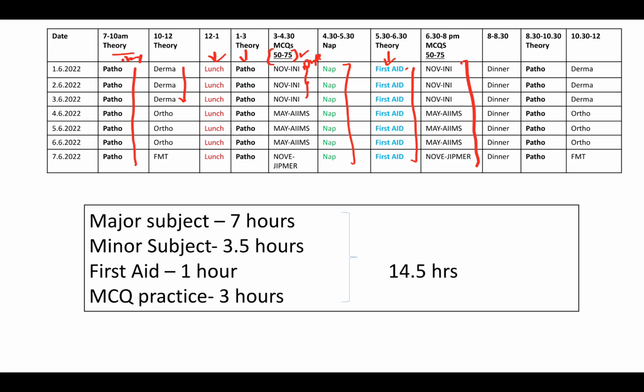After that you finish your dinner and again read theory of the major subject that you have been studying since morning and the minor subject. So if you go by this, for a major subject in a day we are giving 7 hours daily, 3.5 hours for a minor subject, First Aid 1 hour, and MCQ practice 3 hours. So we are going to study around 14.5 hours daily.